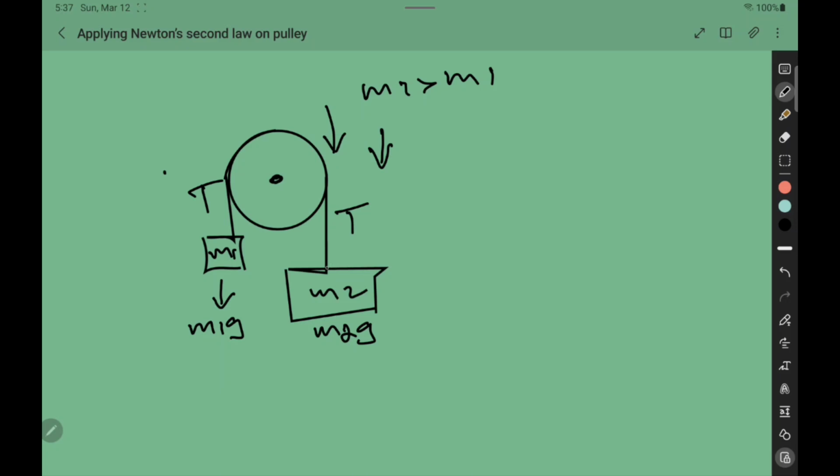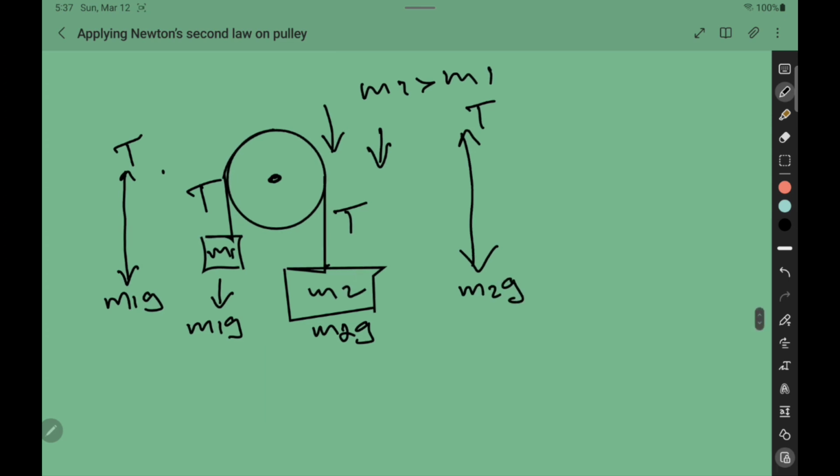Now how do I get the acceleration of the system? The thing you do here is draw the free body diagram. There is a downward force of the weight of the first mass, and there is a tension upward here. The same tension is acting here because this pulley is massless. So the same tension you have upward, and here is the weight of the second mass.